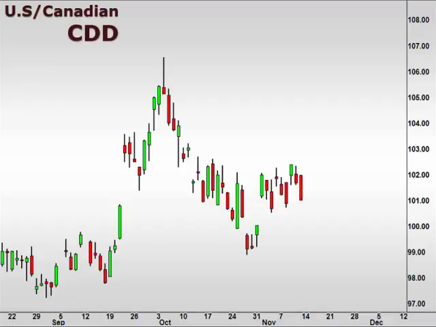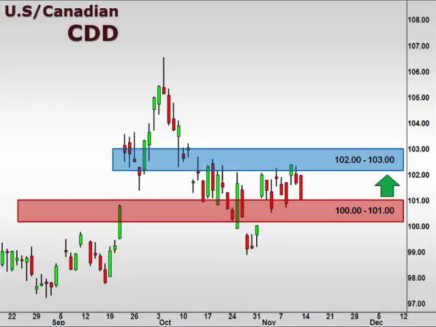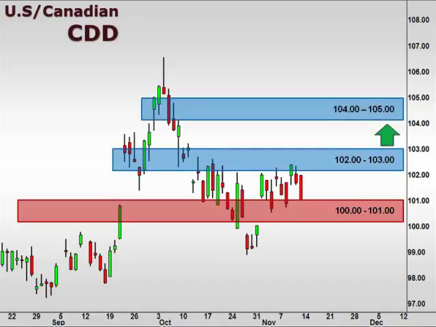Next up, the US dollar versus the Canadian dollar as seen here in the ISE FX Options pair value CDD. The CDD slipped back down to test 101 on Friday, having been range bound between 101 and 102 all last week. There is still significant resistance at the 102-103 zone. A break above 102 lends credibility to a push towards this 104-105 range.